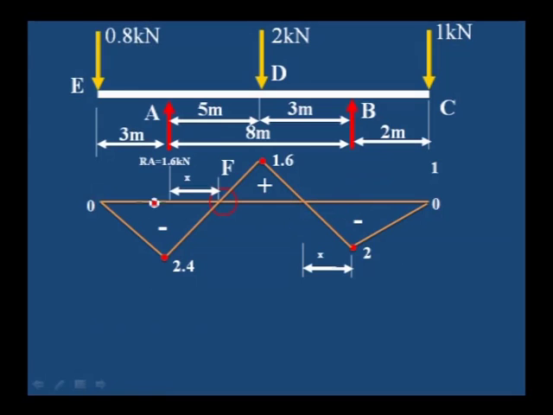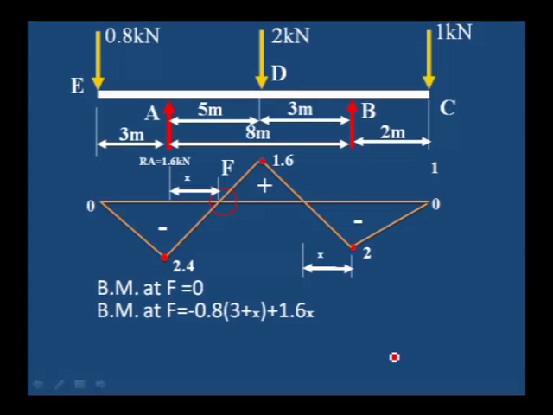Then mark one more x point from the RA value, A point, and again take the moment about F equal to 0, we will get the point of contraflexure distance as 3 meter. Like this we have to find the two points of contraflexure if it is a double overhanging beam.